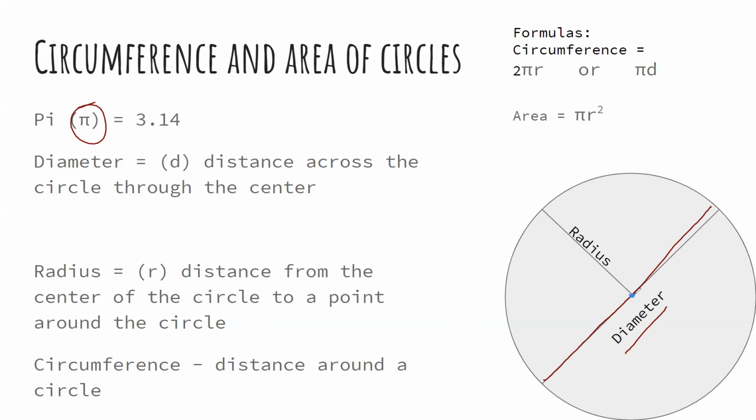So this would be the center of the circle to a point around the circle. My radius could be there, it could be there, it could be there. Any of those lines are going to be the same distance since they're from exactly the middle to the end. Your radius is a straight line, your diameter is also a straight line. Then your circumference, okay? Your circumference is the distance around a circle. It's kind of like finding the perimeter of a circle, but this is your circumference.